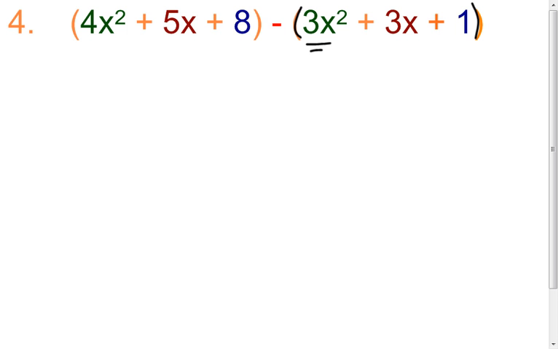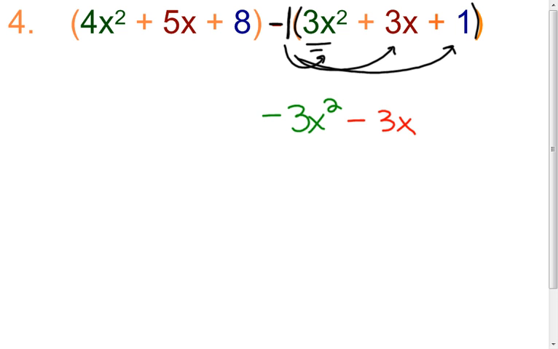So you can kind of think about this as having this imaginary 1 right here, and you have this minus sign in between. And what you really need to do is distribute that negative through that parentheses, because you need to subtract all three terms, not just the first term. So I'm going to switch this in the back and make this negative 3x squared and negative 3x and negative 1.